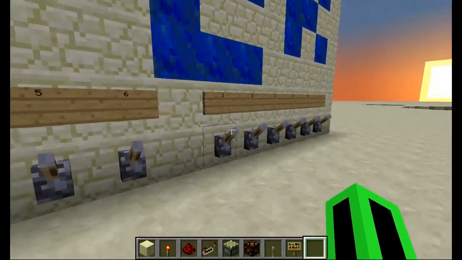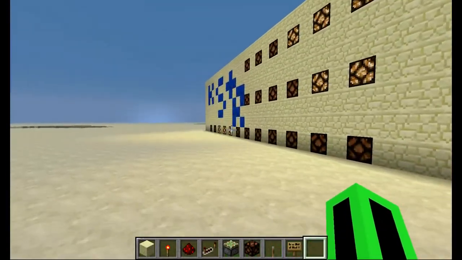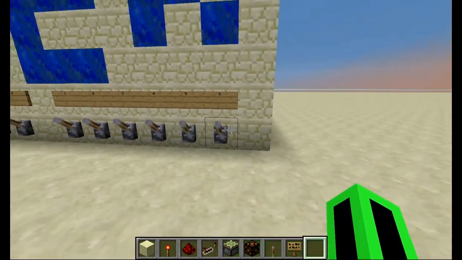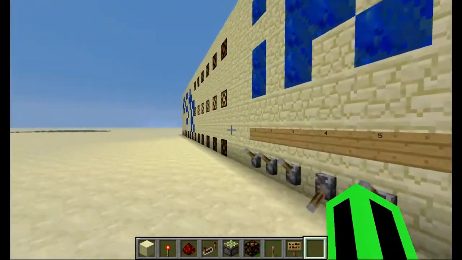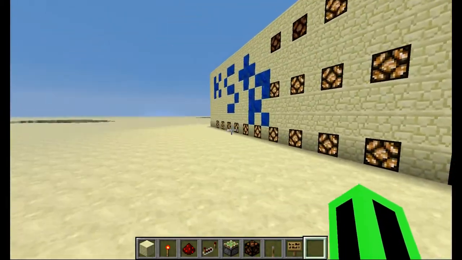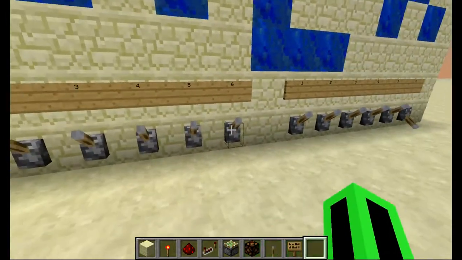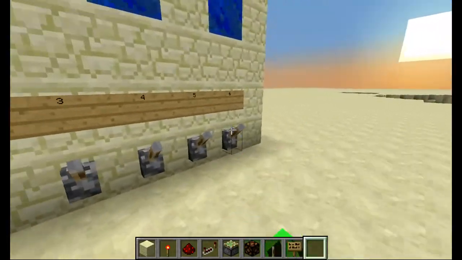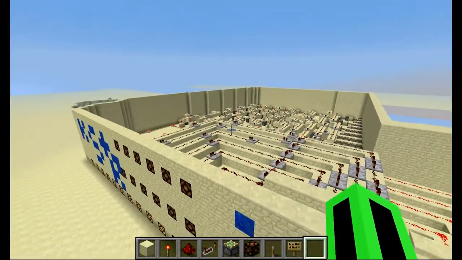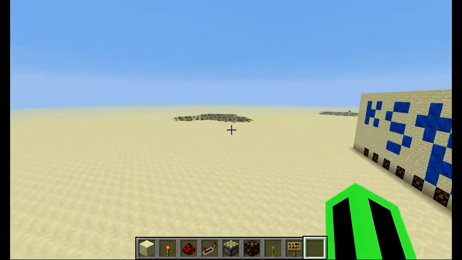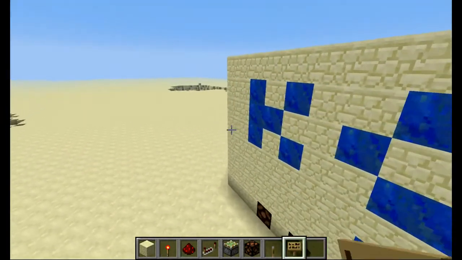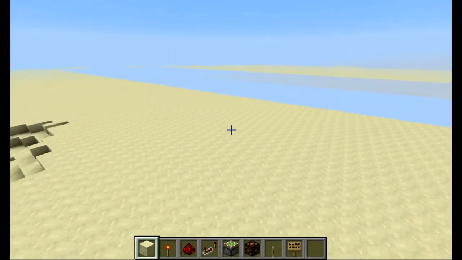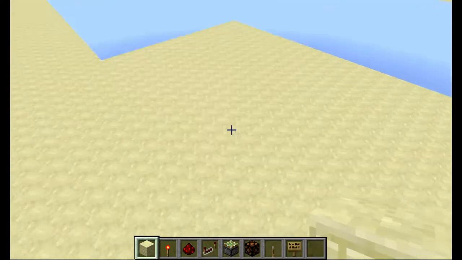So let's do 3 plus 2, I guess 5. Six and four, 10. 6 plus 6, 12. It works. Yeah, you get it. Anyway, I'm gonna show you the parts and then do the time lapse. So yeah, let's start on the parts.